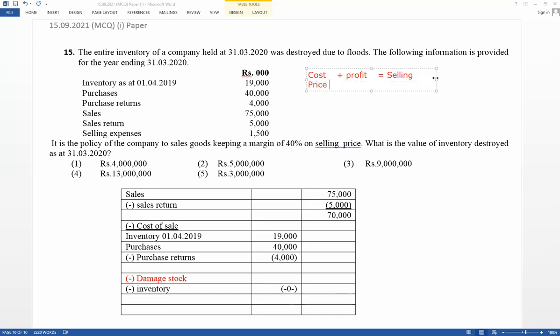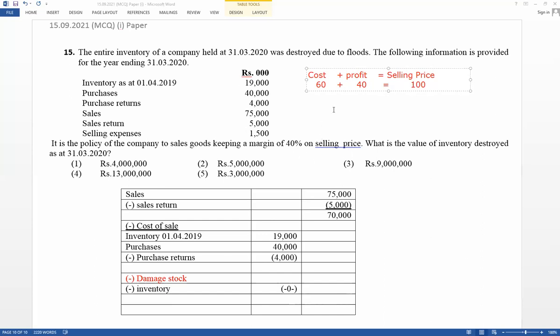Cost plus profit equals selling price. If the profit margin is given on selling price, take selling price as 100. If the given profit is 40, then in this situation the cost value equals 60. If it is given as markup, the cost value is 100.